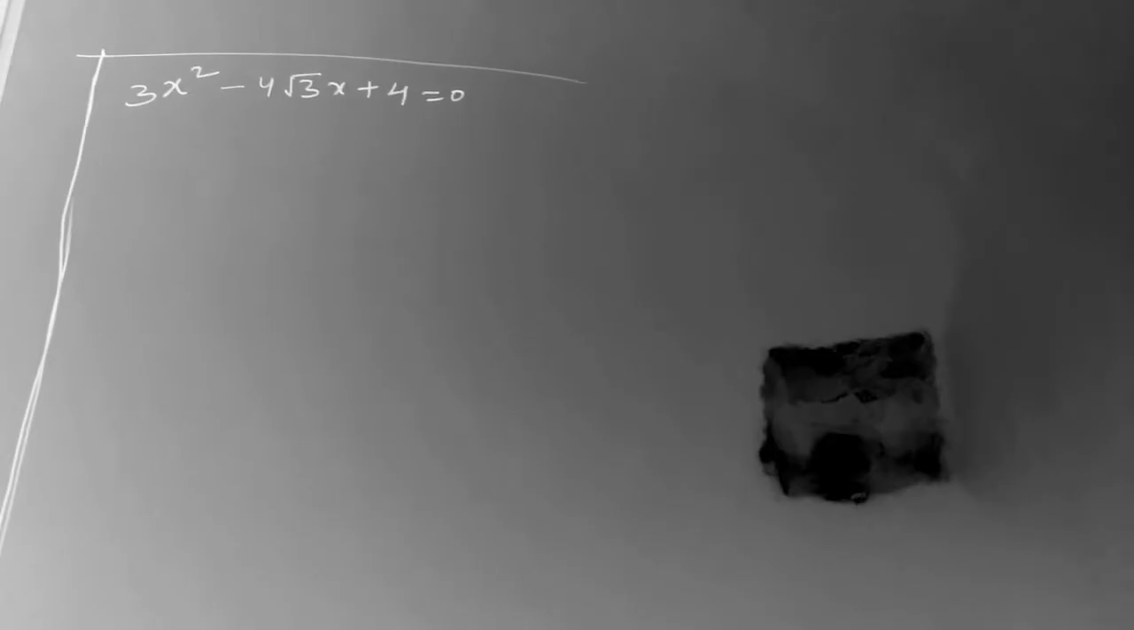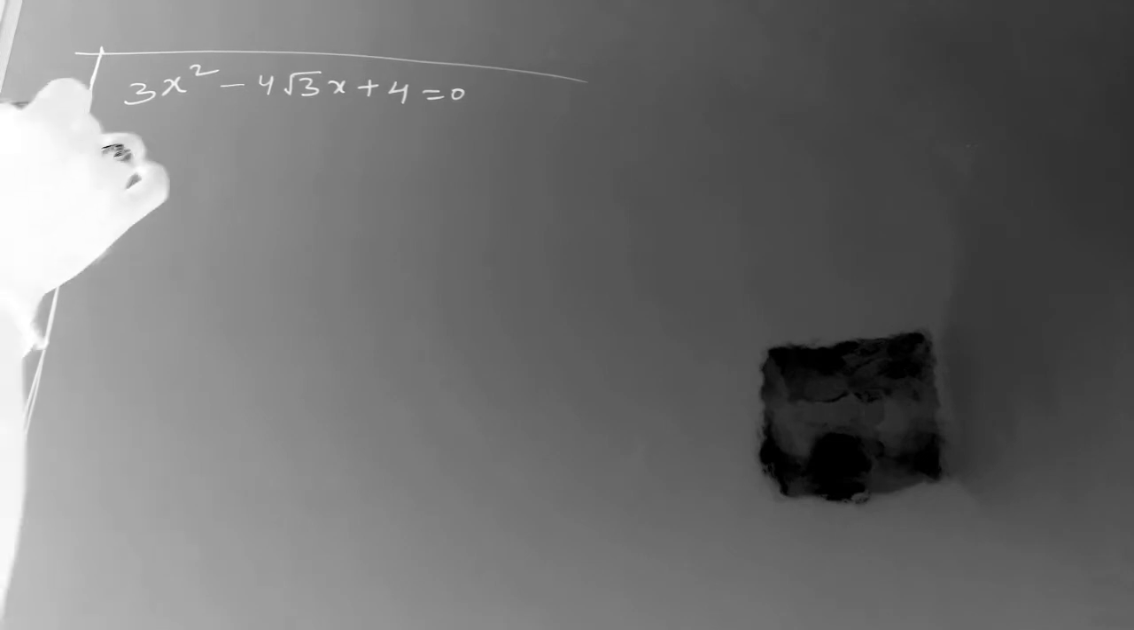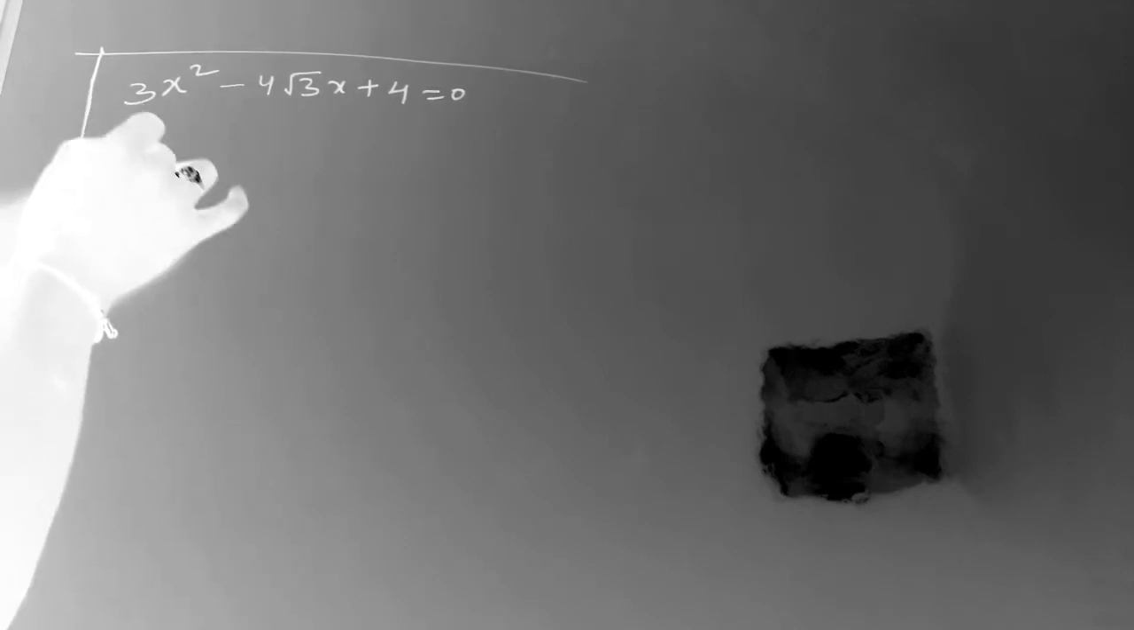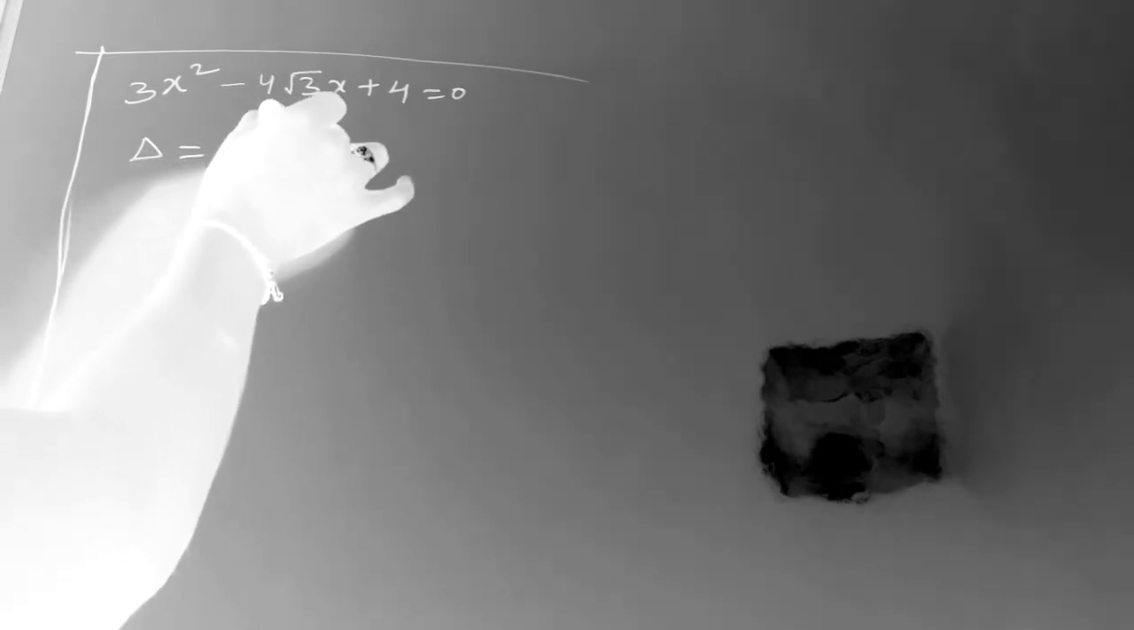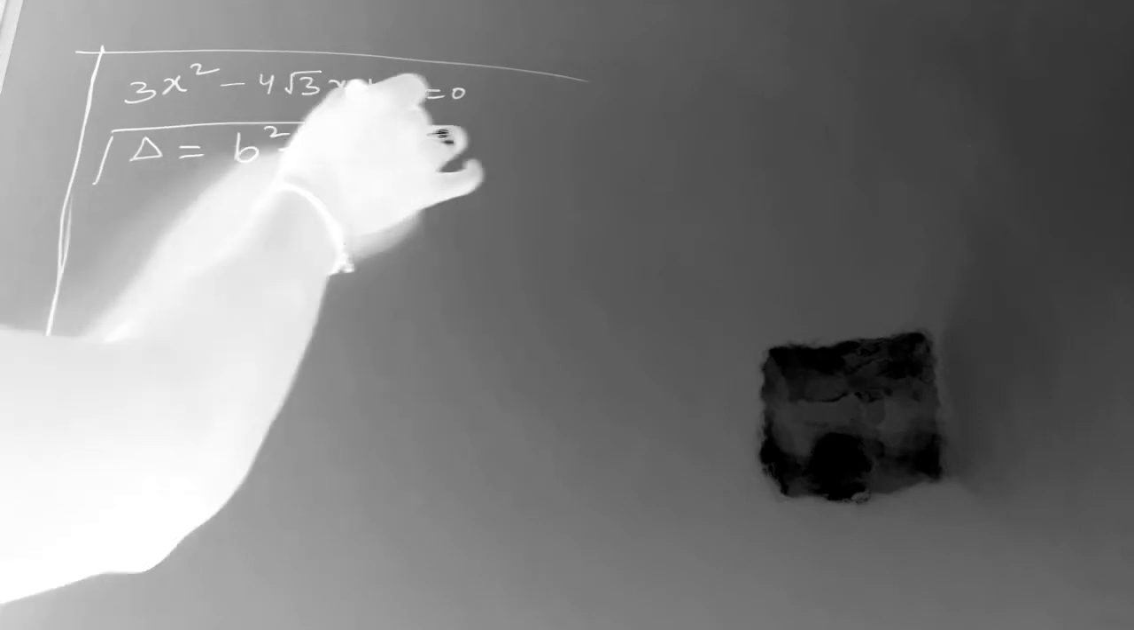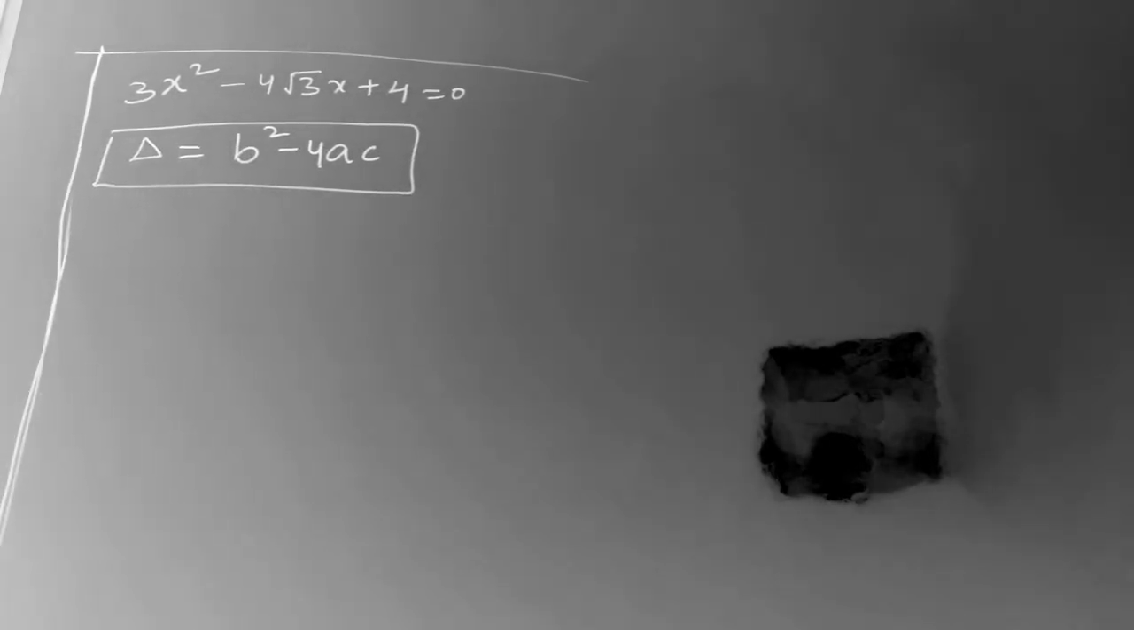So now we will see another question. 3x square minus 4 times root 3 x plus 4 is equal to 0. First we will find the nature of the roots. To find the nature of the roots, use the formula of discriminant, that is delta. Delta is equal to b square minus 4ac. So this is the formula we have to use to find the nature of the roots.